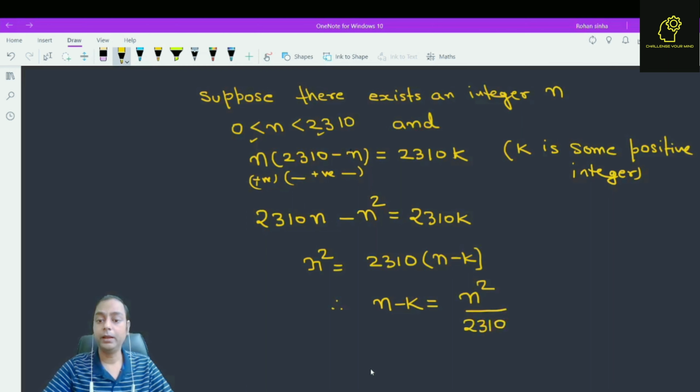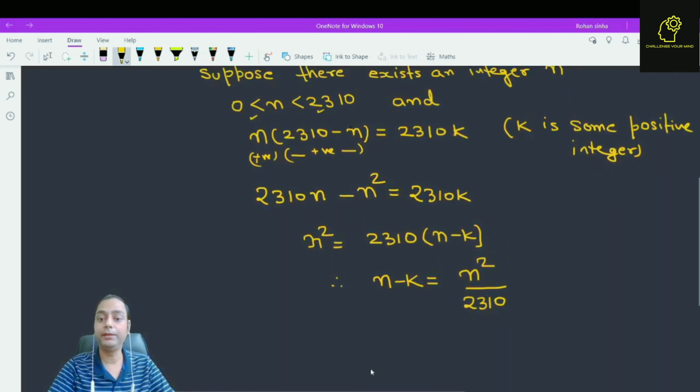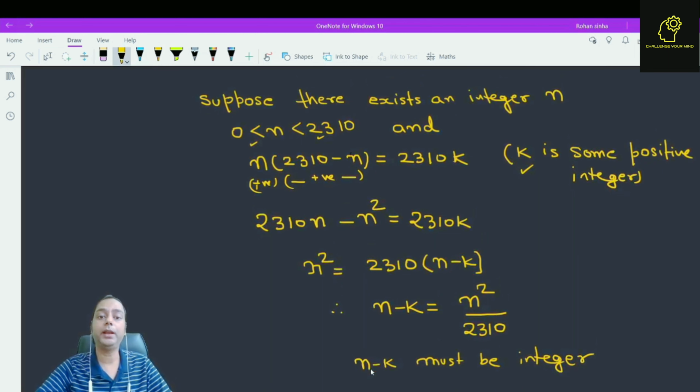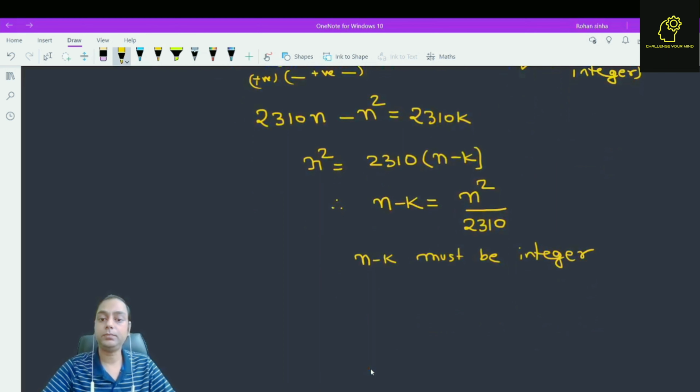Now what is given? It is given that n is an integer and k is also an integer. So n minus k must be an integer. Why must it be an integer? Because n is an integer and k is also an integer. So we can say that n minus k is also an integer, but n is less than 2310. It is given from here. So n minus k is less than 2310.